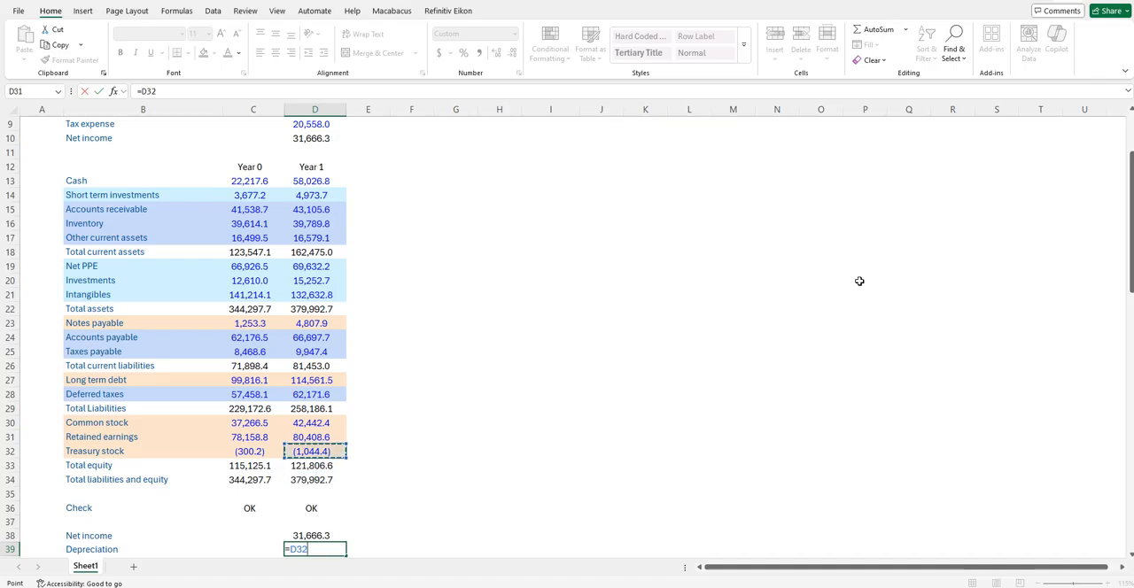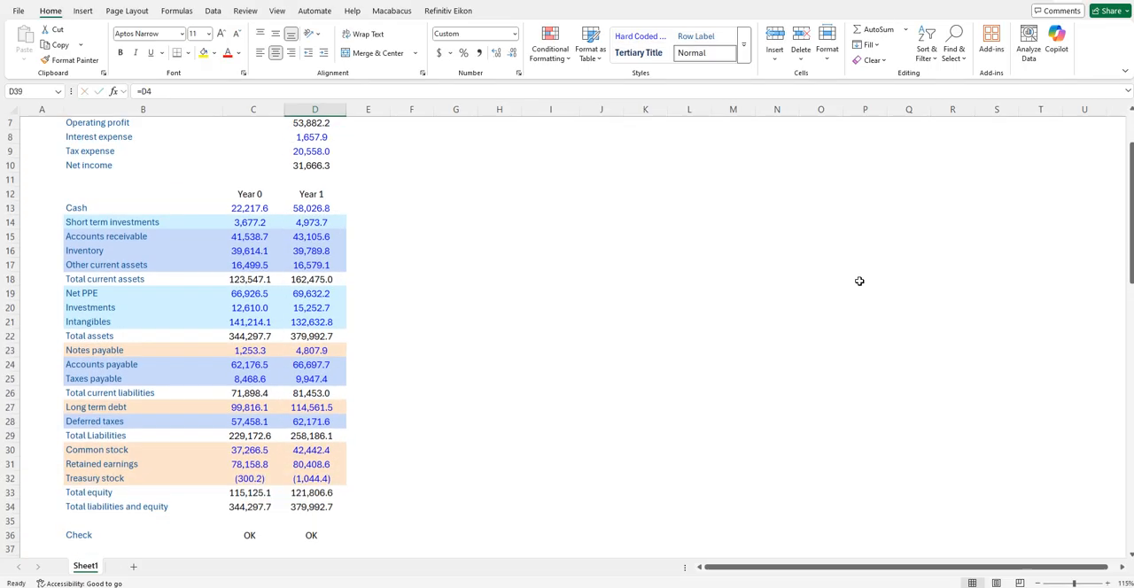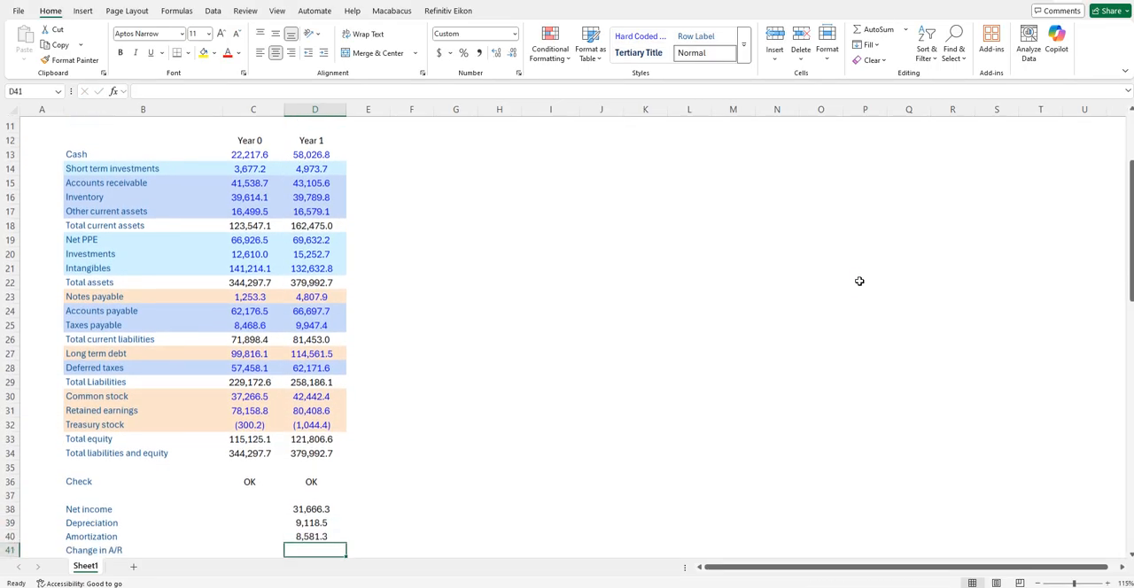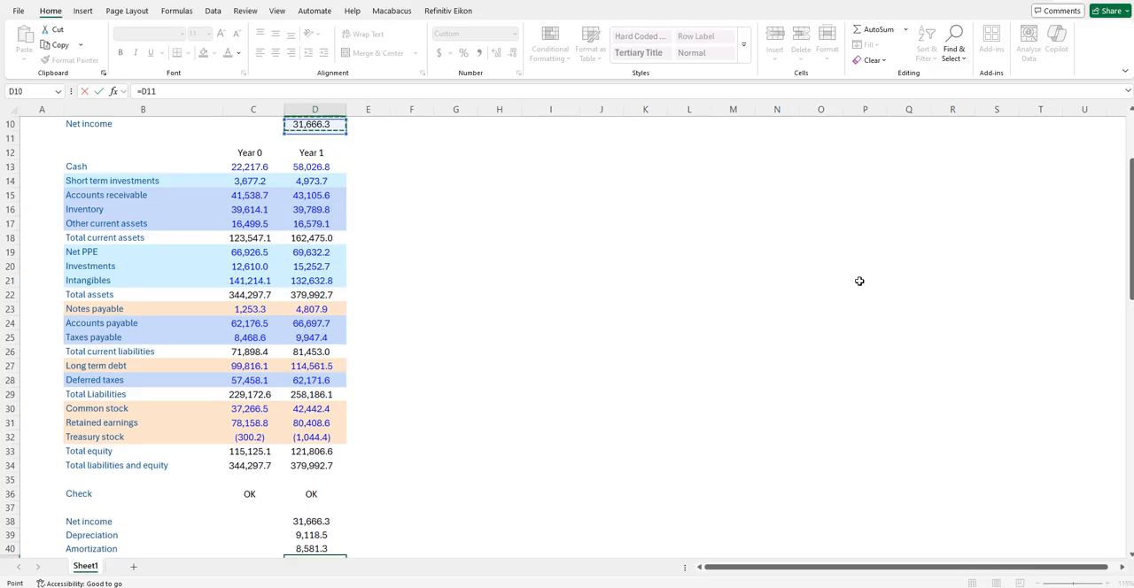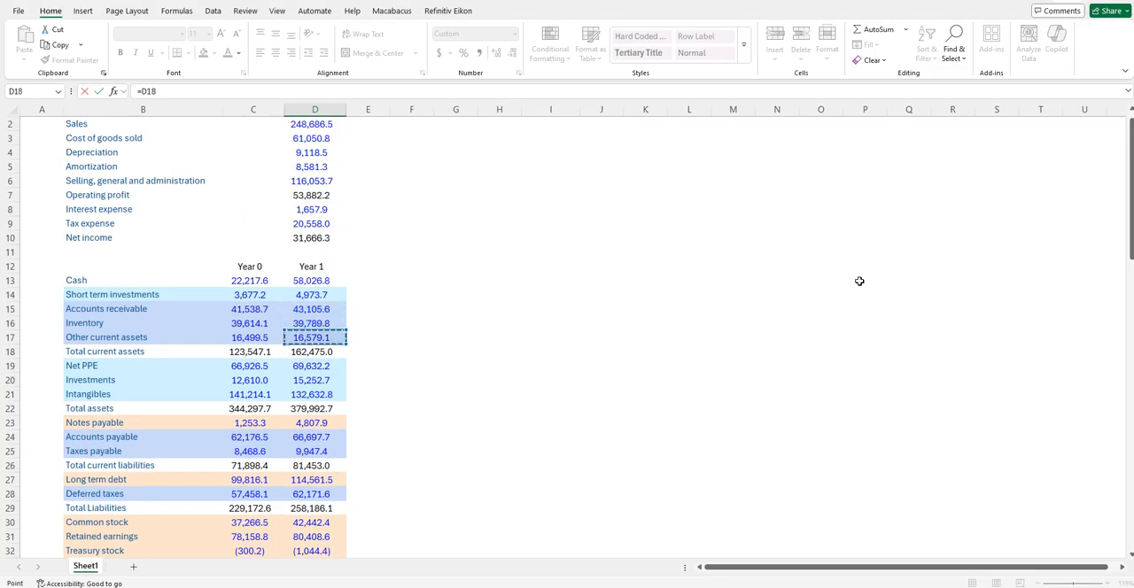We add back the depreciation. We add back the amortization, and then we say for the changing accounts receivable here. For the asset section, we know we got 3 items. They're related to the operating activities. I will use the previous year's figures to subtract the current year's figures. If it is negative, that represents the cash outflow, right?